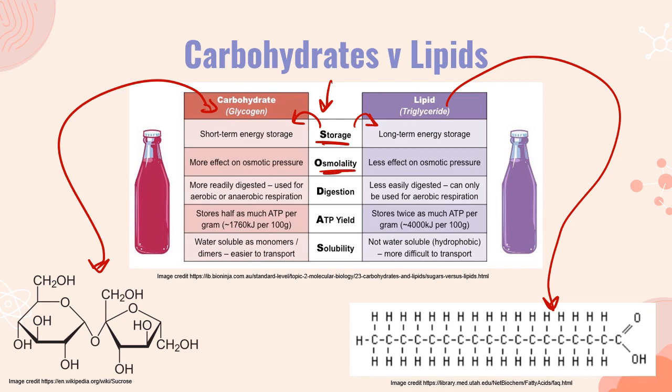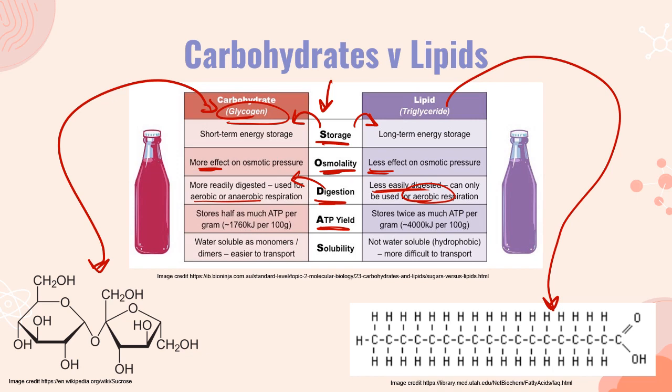In terms of osmolality, in terms of how these guys affect how much water moves into and out of the cells, carbohydrates have a larger effect than do the lipids. So we can put lots of lipids into a cell and not worry about water following. Digestion, those carbs are easier for us to digest. We can pull that glucose out of the glycogen and get it into aerobic and anaerobic processes to make some ATP pretty quickly. Our lipids take a little bit longer, and we can only use them in aerobic respiration.